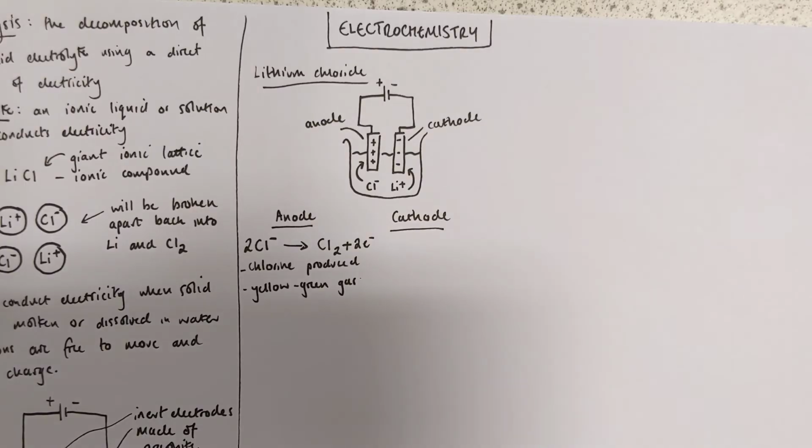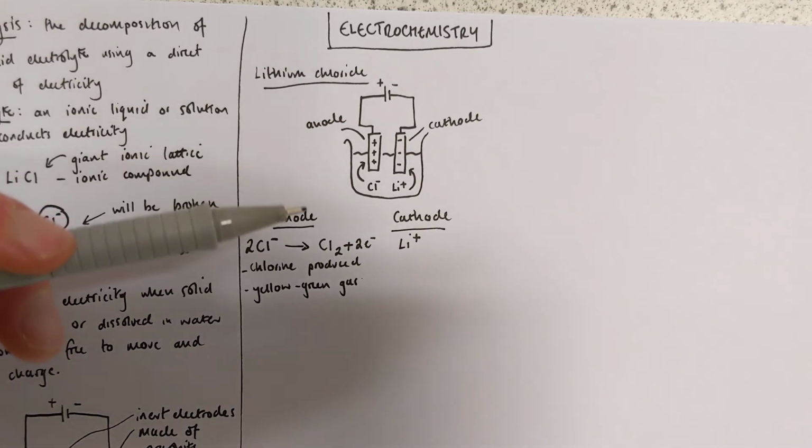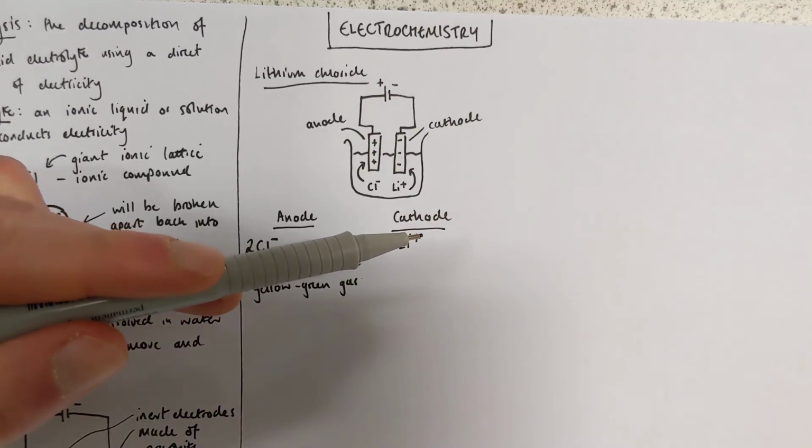If we look at the cathode now, the lithium plus ion is going to be attracted to the cathode. And again, lithium plus wouldn't mind if it turned back into a neutral atom. And to turn back to neutral, it needs to get some electrons. It's got a positive charge here.